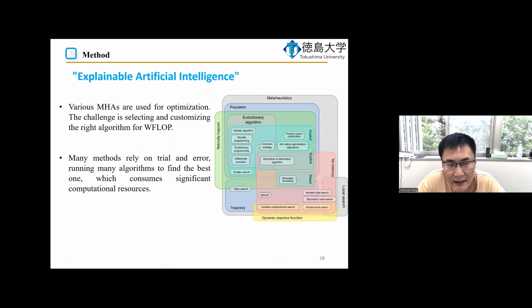So what I'm doing is trying to use explainable artificial intelligence to solve this problem. Various MHAs are used for optimization. The challenge is selecting and customizing the right algorithm for WFLP. Many methods rely on trial and error, running many algorithms to find the best one, which consumes significant computational resources.